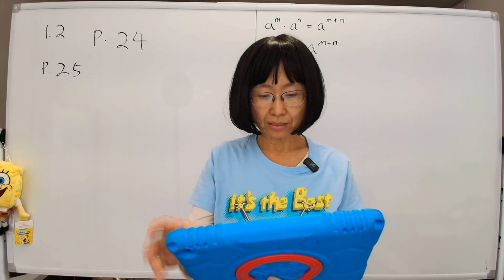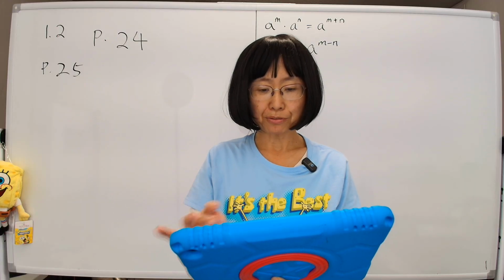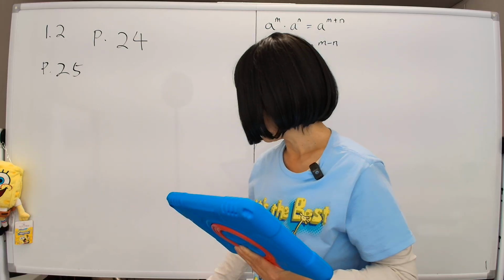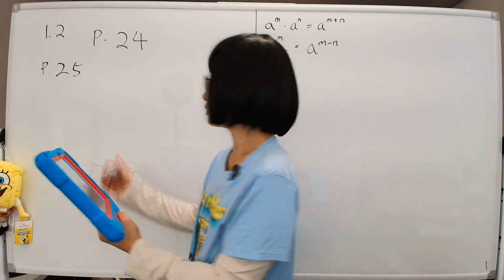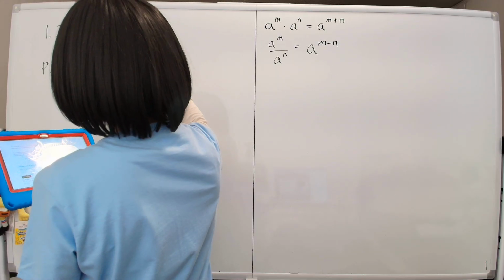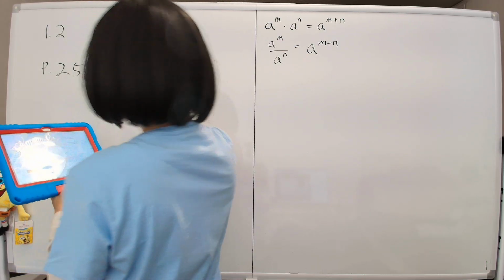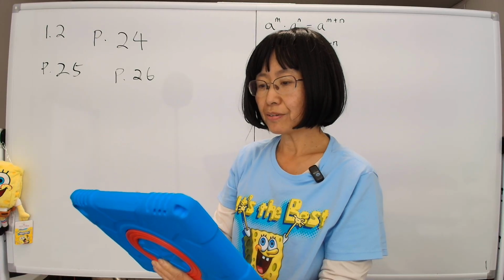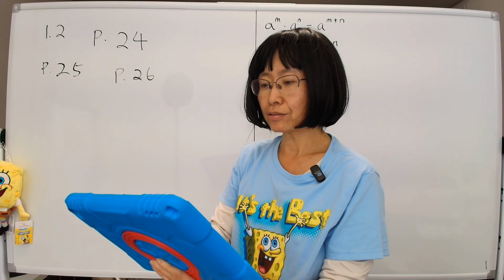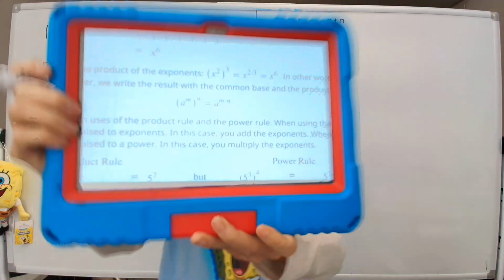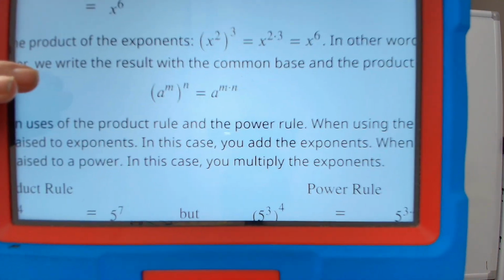So next, let's look at the power rule. We are now on page 26. The power rule states that if you have something that is raised to a power, and then raised to another power, then you have 2 powers, okay? Which can look confusing when you think about what that means.